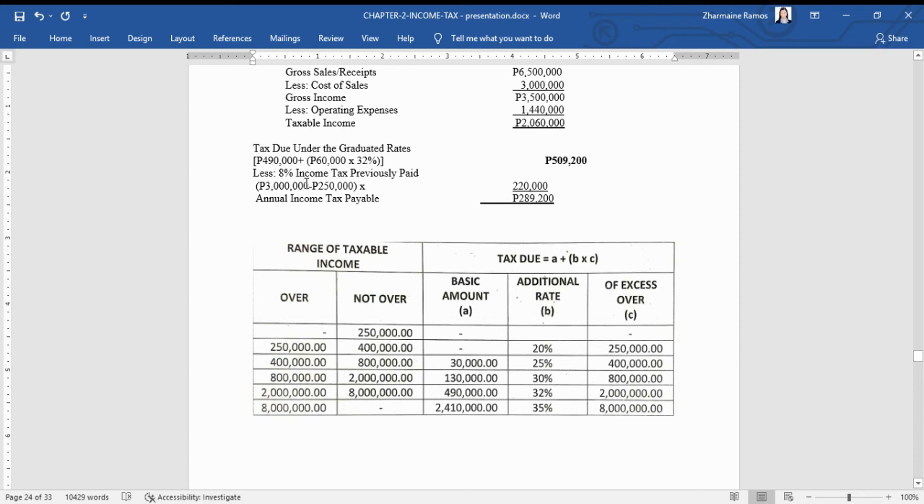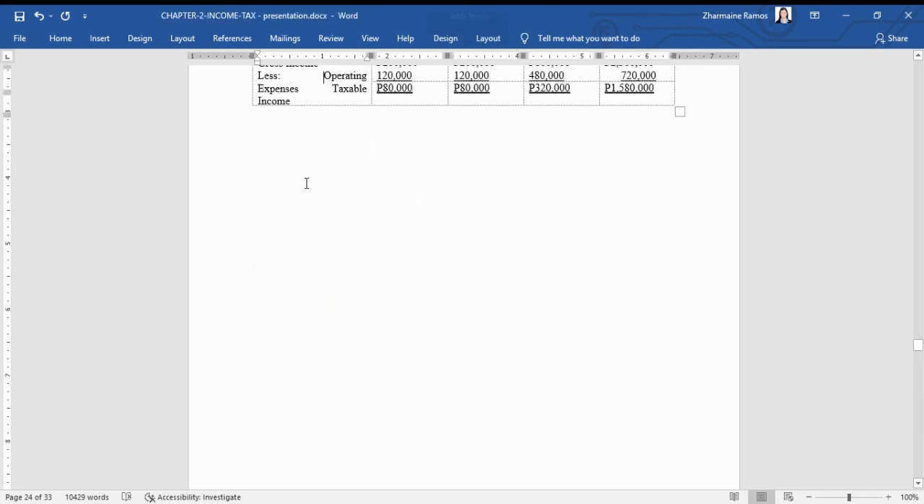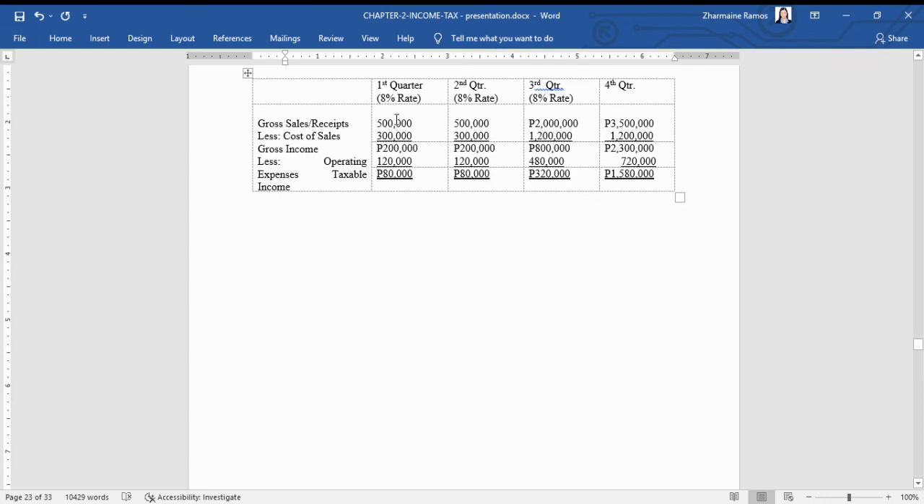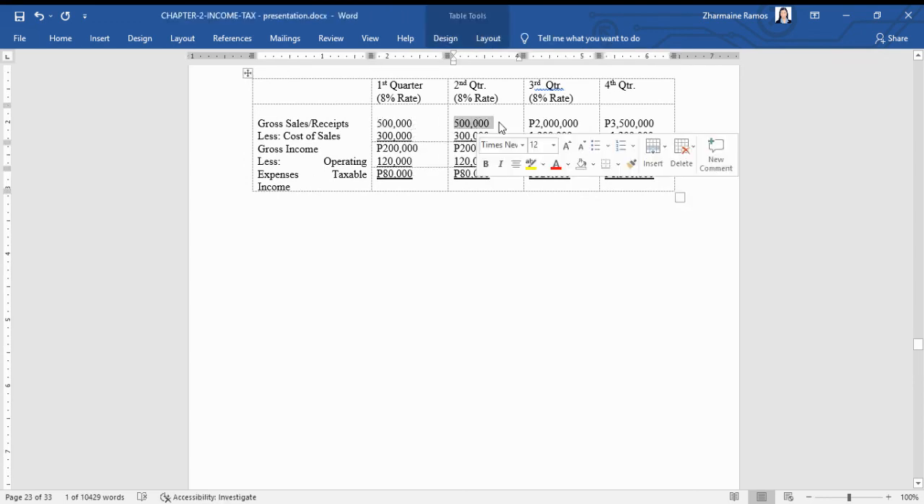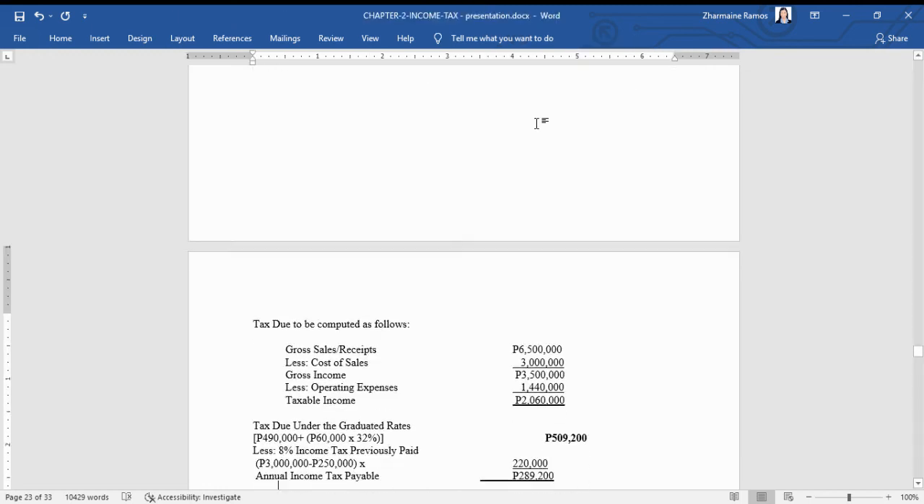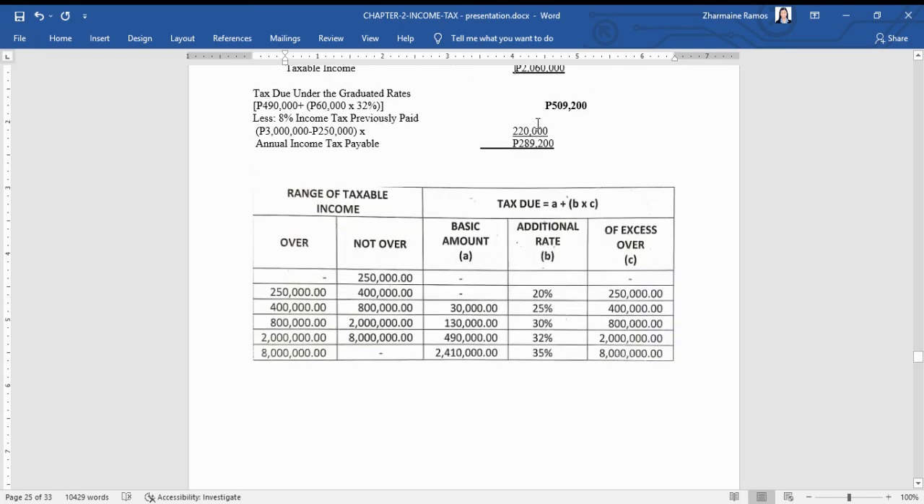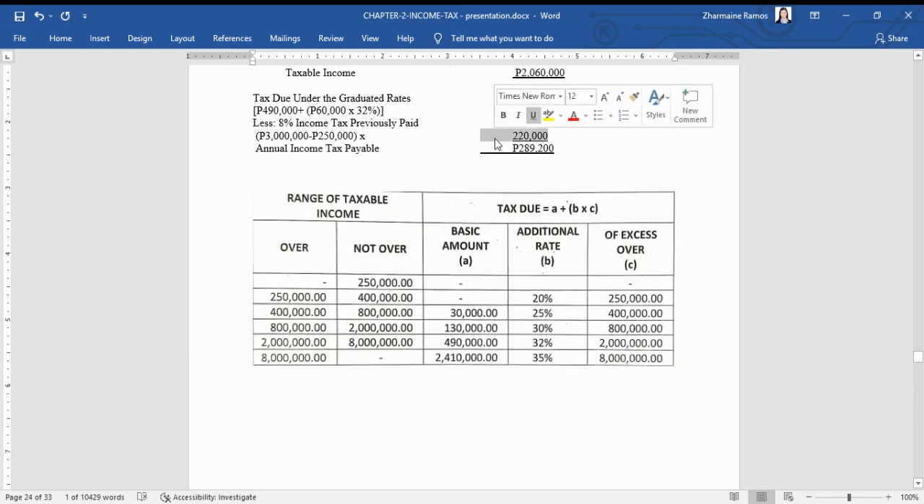Ma'am, paano mo nakuha tong 3 million? So, yan yung gross income mo noong first 3 quarters, 500, 500 at 2 million. Ang assumption dyan, nagbayad siya ng 8% tax rate during the first 3 quarters. Kaso, pagdating ng fourth quarter, nag-exceed kasi siya dun sa 3 million threshold. So, kailangan gamitin ng graduated rate. Pero kailangan i-consider mo yung naging payment niya nung first 3 quarters para makuha mo kung magkano na lang yung babayaran niya na 289,200. So, that's the next illustration.